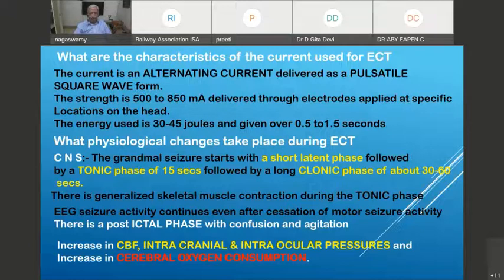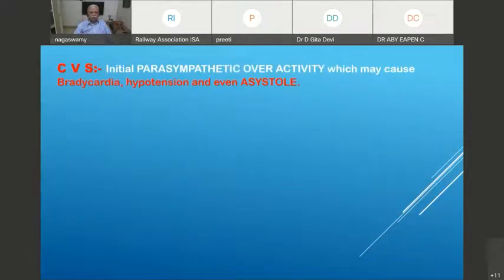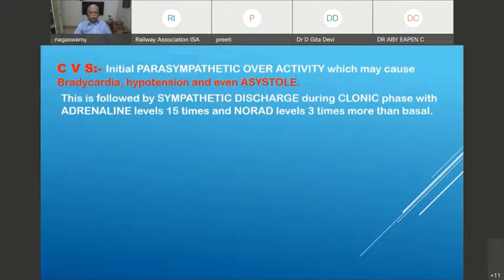You cannot give the shock to them. It also increases the cerebral oxygen consumption. And in the CVS, there is an initial parasympathetic overactivity which may cause bradycardia, hypotension, and even sometimes asystole. This is followed by a sympathetic discharge during the clonic phase with intense adrenaline levels, which may increase 15 times, and noradrenaline level up to 3 times more than the normal.